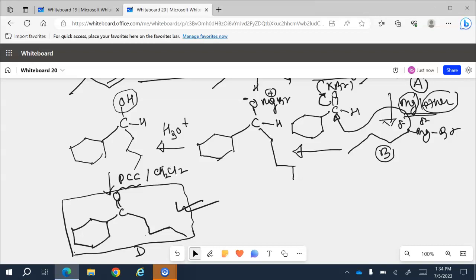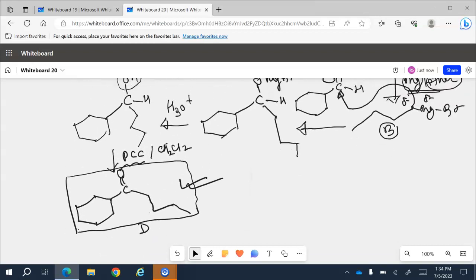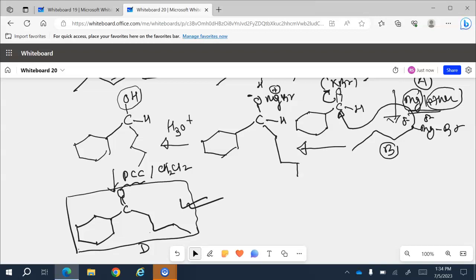Okay, so this is how we solve the cumulative problem in organic chemistry. This portion is related to reactions of alcohol and the preparation of the alcohol. Thank you.